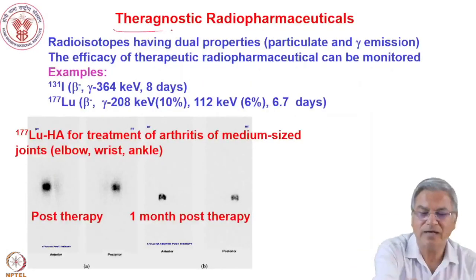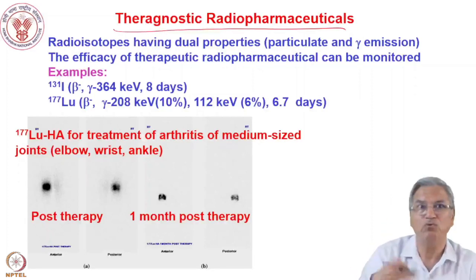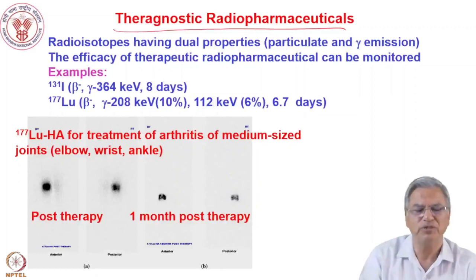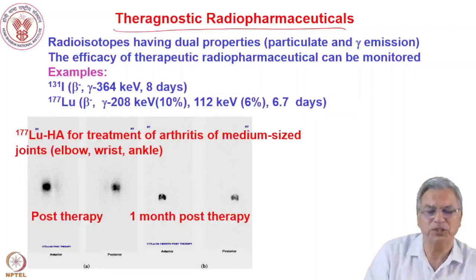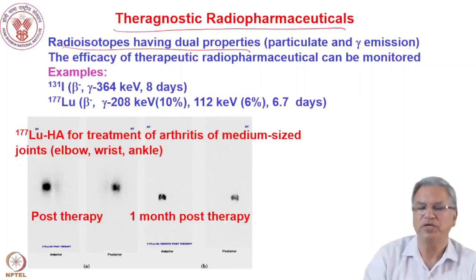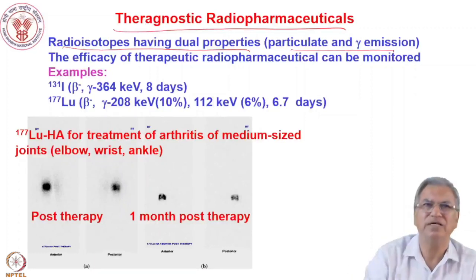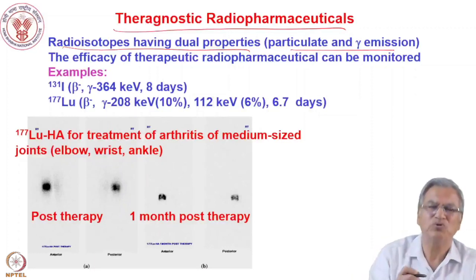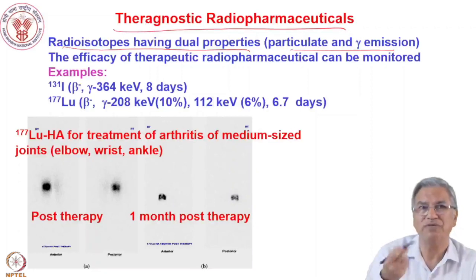And lastly, there are theranostics, meaning therapy and diagnosis. They have the dual purpose of not only doing therapy, but also diagnosis. This is a new concept coming up in the last few years, radioisotopes having dual properties. They emit particulate radiation like beta or alpha, and also gamma radiation, and therefore they can be used for both diagnosis and therapy. For example, when a patient is undergoing iodine therapy, you can monitor what is happening to the patient as a function of time using gamma ray emission.